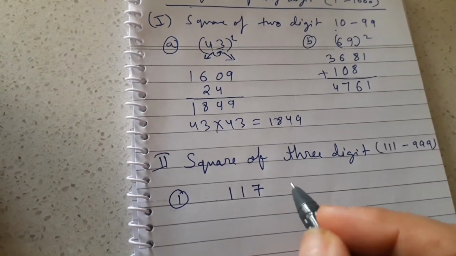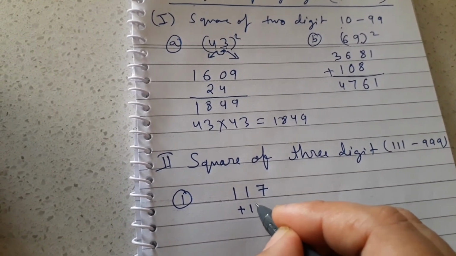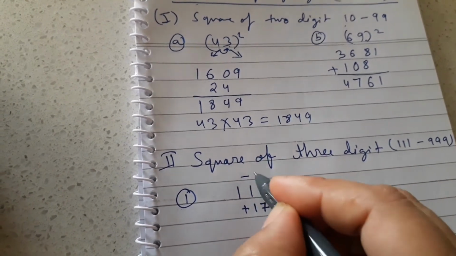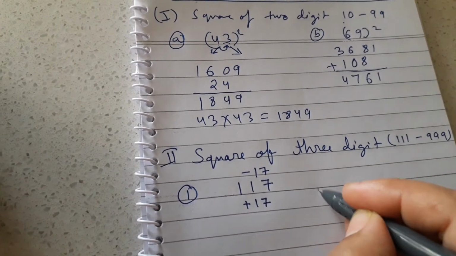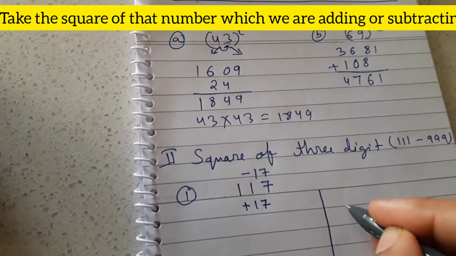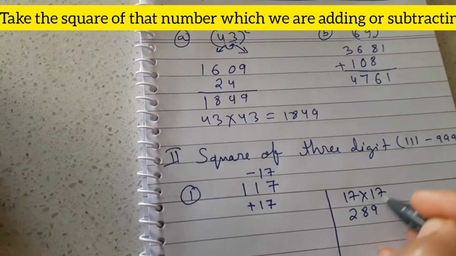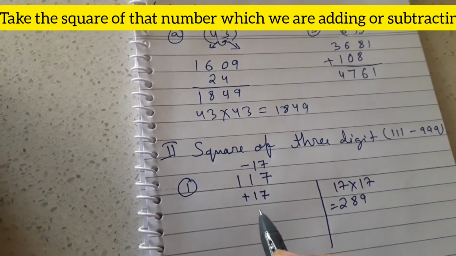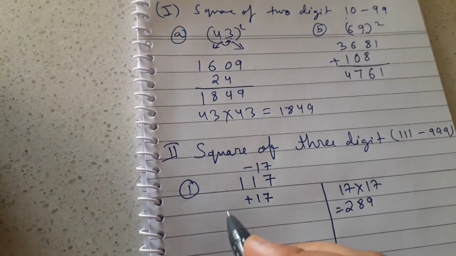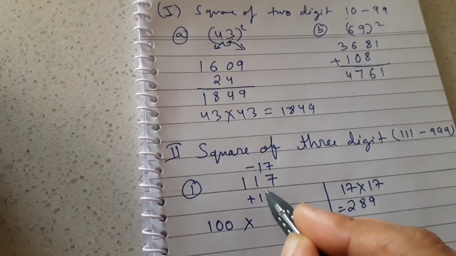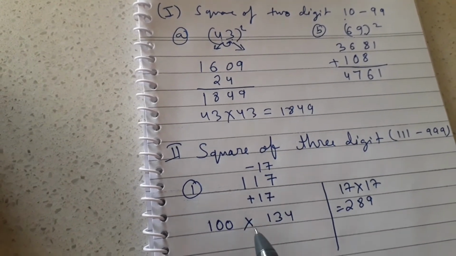Then what will be our next step? Whatever we are adding extra, we will write plus 17 here and minus 17 here. And whatever number we are subtracting and adding, we will write the square of that number. 17 into 17 is 289. Right? 117 minus 17 will come 100, and 117 plus 17 will come 134, right?